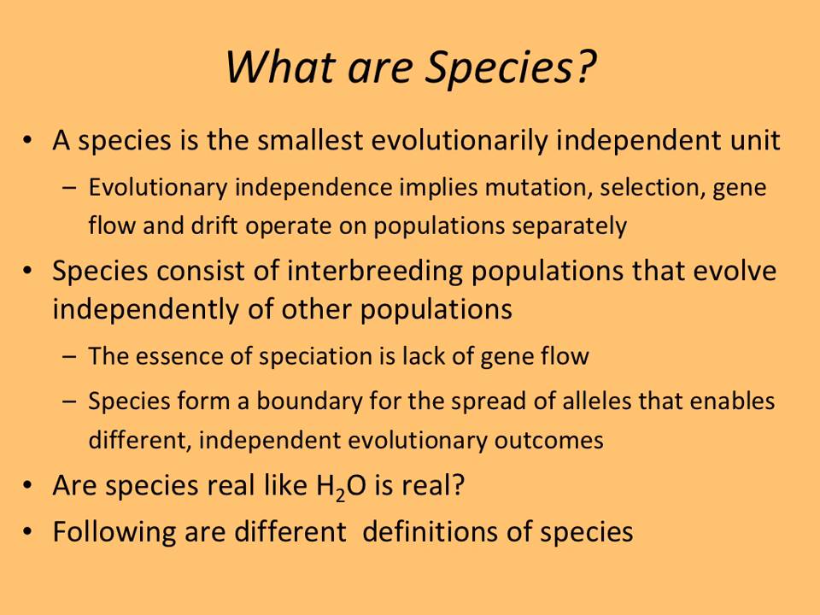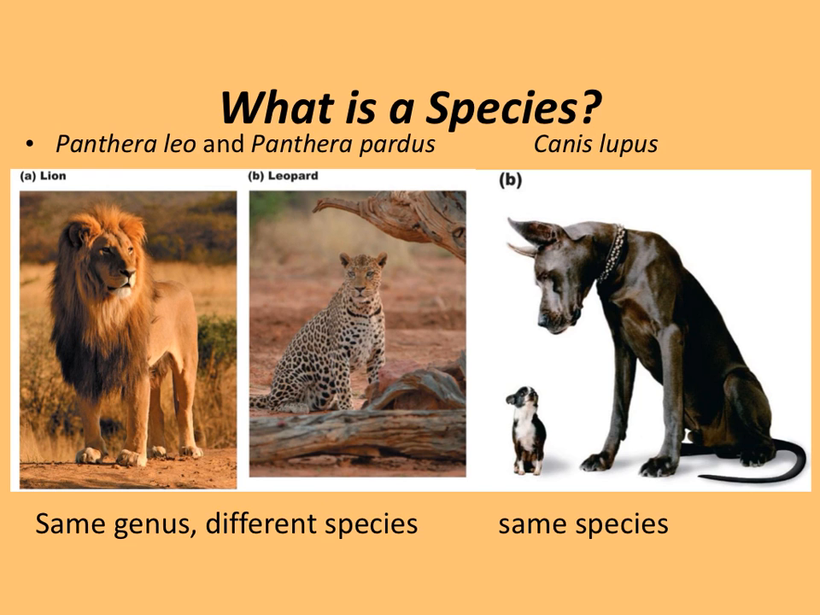And then this is the main definition. It's called the biological species concept. Species consist of interbreeding populations that evolve independently of other populations. So, lack of gene flow, species form a boundary for the spread of alleles. So if there's no spread of alleles, then these populations are on their own. And, well, I already did that bit.